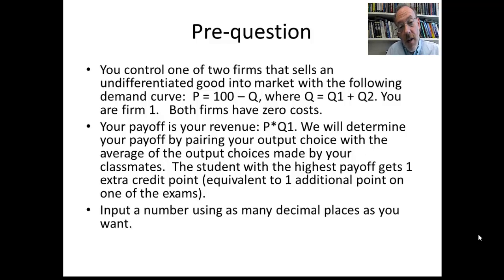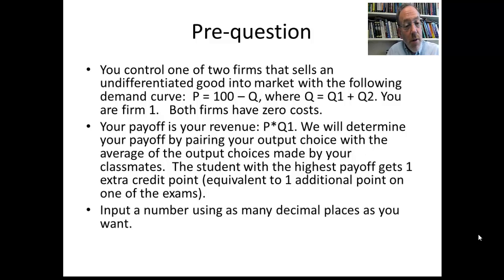So here's how the problem that I want you to think about works. We will determine your payoff by pairing your output choice with the average of the output choices made by your classmates. That is, for Q2, I'll substitute in the average of everybody else's output choices. The student with the highest payoff, so you choose the Q1 that gets you the highest payoff, gets 1 extra credit point, equivalent to 1 additional point on one of the exams. So it's going to be a 100-point exam, 1 point. So it's actually not trivial, but I'm not giving away the store either.